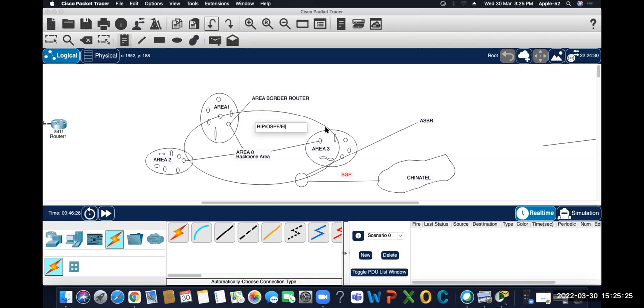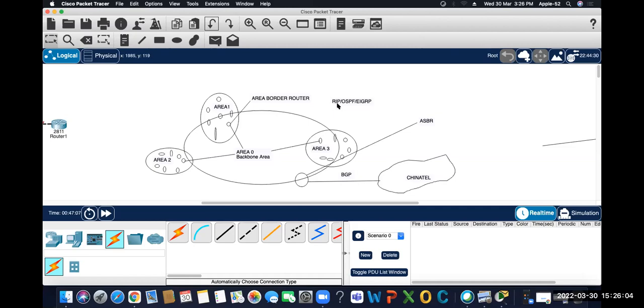OSPF, EIGRP, any protocol I can work with in an autonomous system. For this reason, these protocols are also known as interior gateway routing protocols because they work within one autonomous system. BGP is an exterior gateway routing protocol because it doesn't work within an autonomous system. It works when two different autonomous systems are connected.